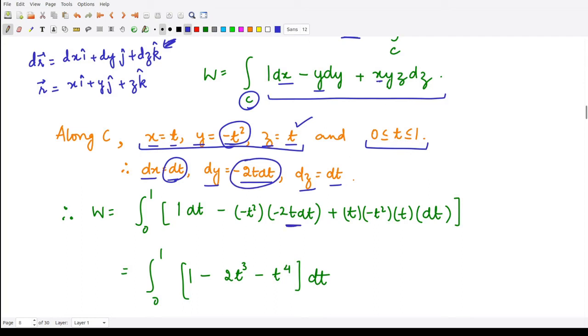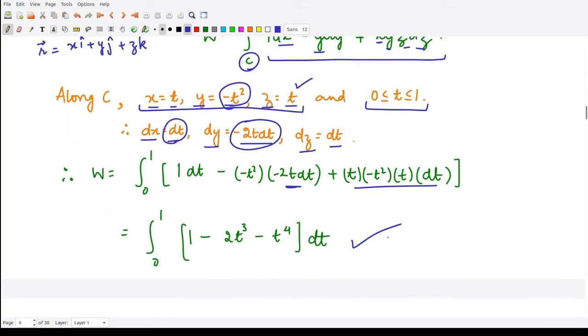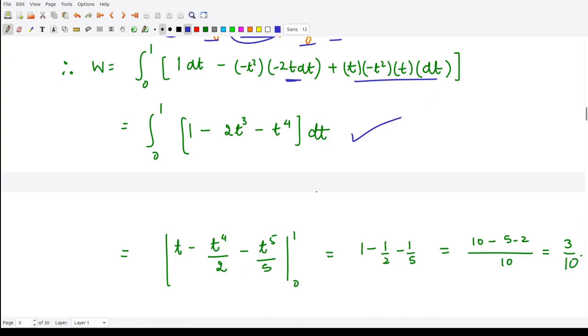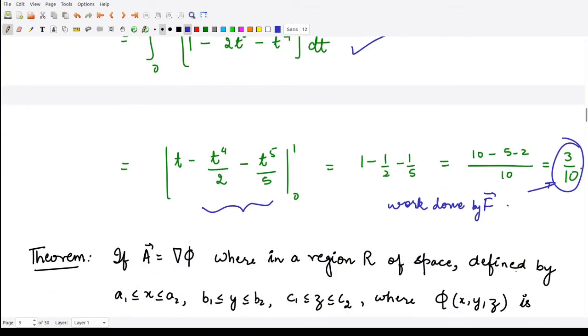Then instead of x, y, z, dz we are again substituting all these values, and we are simplifying the terms, and now we just have to perform this integration. So when you perform this integration and calculate the limits, the answer is 3/10. So this is the amount of work done by the given force vector f, right, by the force vector f. So this is what we were required to calculate here.